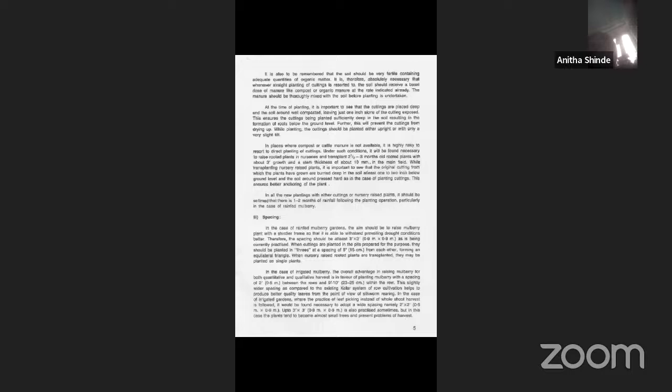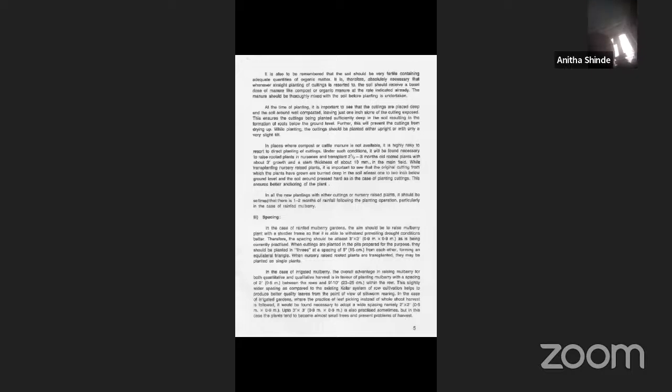Then in the case of irrigated mulberry, the advantage in raising mulberry for both qualitative as well as quantitative harvest is in favor of planting mulberry with a spacing of about 0.6 meter between the rows and 23 to 25 centimeter within the row. So this is a slightly wider spacing when compared to the existing system of row cultivation. So this will help you to produce better quality of leaves from the point of silkworm rearing.